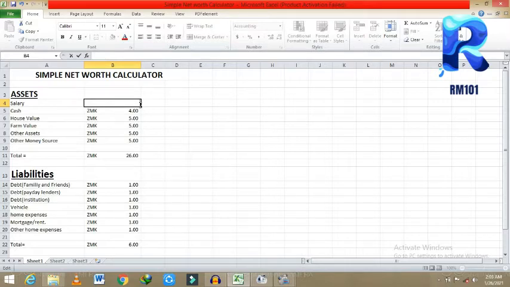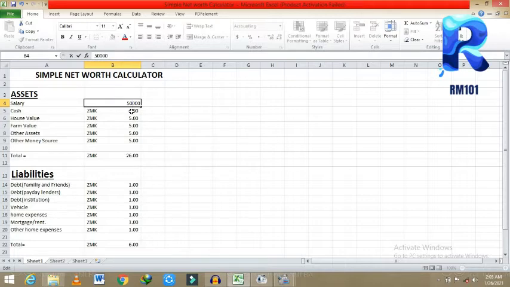Then the amount available in cash, make sure in banks in terms of savings. That's what we're referring to as cash. This is what we're referring to as cash in savings, anywhere you're saving money. So here we're assuming Mary saves about 2,000 every year.